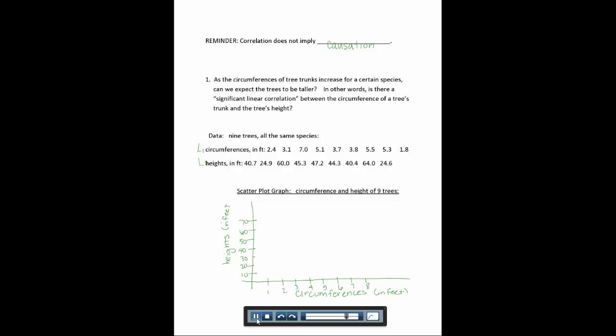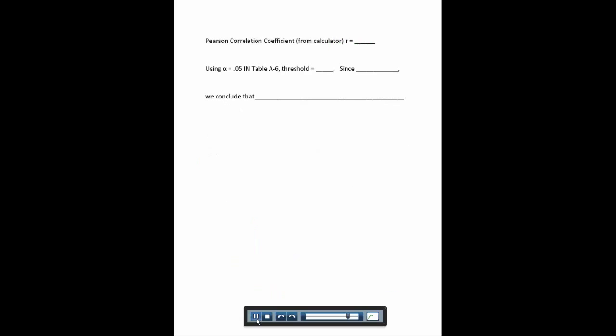So we look at the first one. It's 2.4 and 40.7, so it would be about there. The second one, 3.1 and 24.9. We've talked about scatter plots before, so I'm going to pause this and finish the scatter plot. Here's our scatter plot, and we can see from left to right they're going up, not in a perfect line, but kind of in a line.